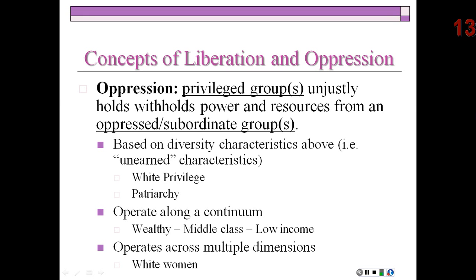And additionally, it operates across multiple dimensions, right? So white women are potentially a subordinate group in one way, but then a privileged group because they're white, right? So they're subordinate in terms of patriarchy. They're privileged in terms of their whiteness.